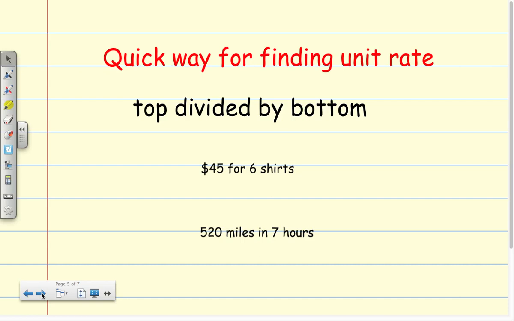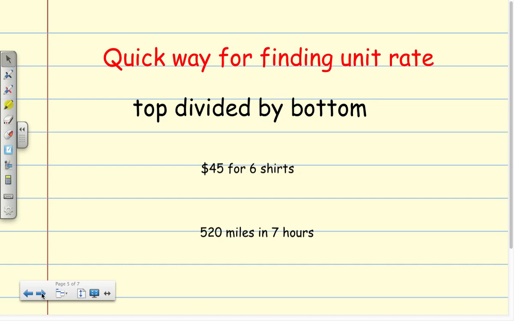Okay? So I want you to write this in your notes. Your quick way for finding unit rate, you go top divided by bottom in my calculator. I don't always have to make equivalent fractions, but I can. Okay? Whatever works best for you in your learning.